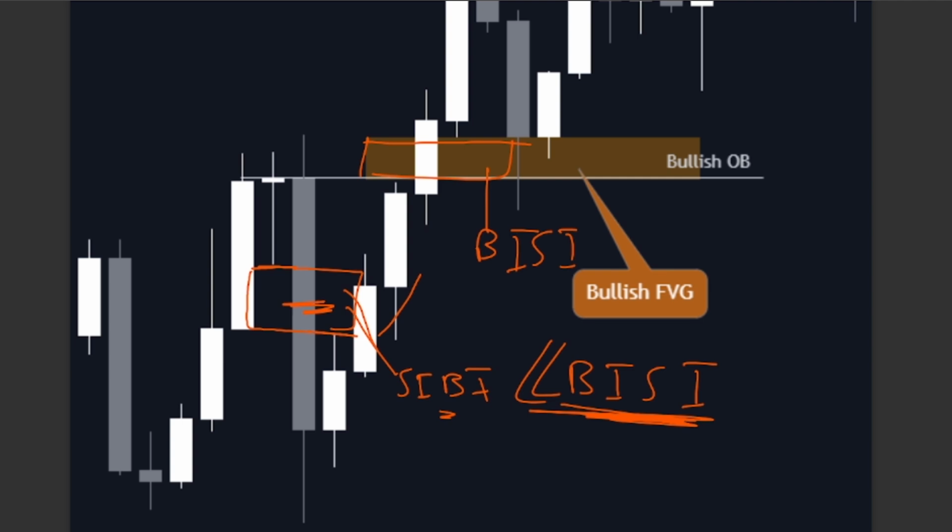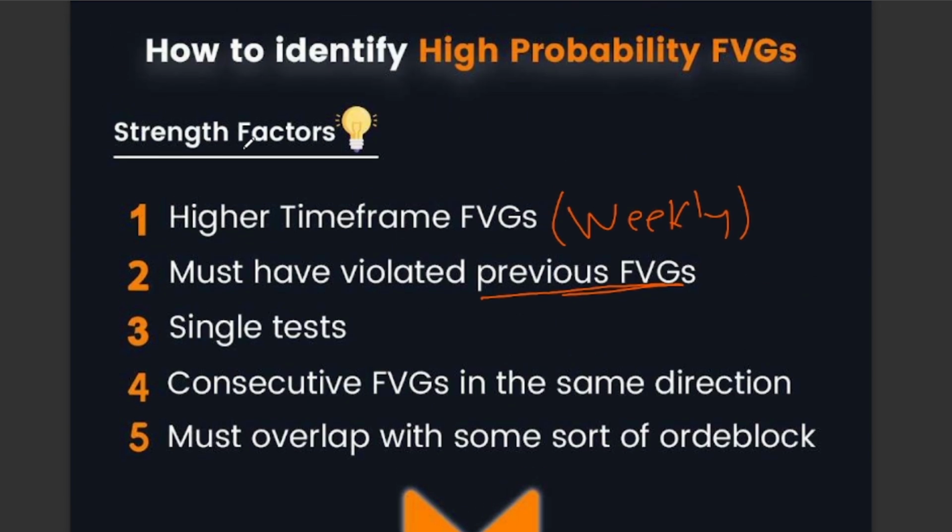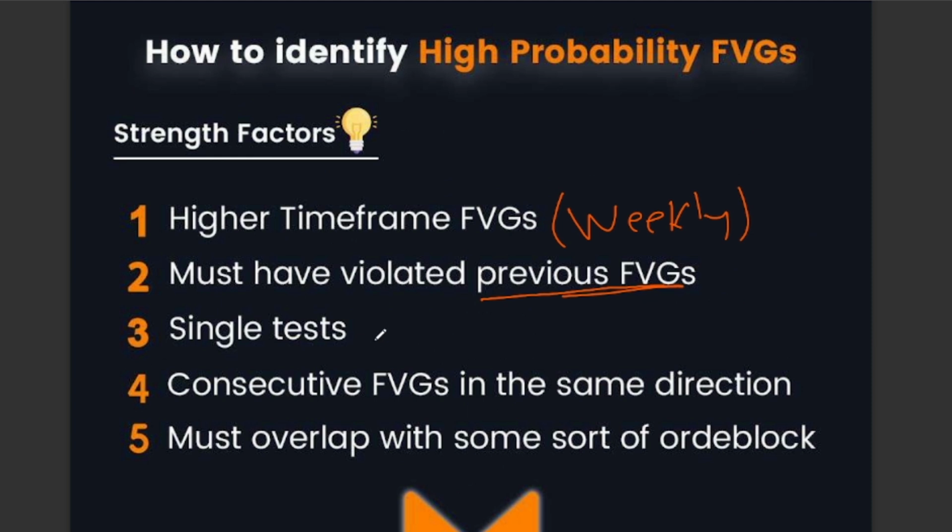So I will give more importance to this fair value gap because it has violated a previous fair value gap. I hope this explanation of the second point is clear, as to what I mean by violation of a fair value gap. Third, the fair value gap must have a single test. This is pretty evident. Also, the fourth point is that there must be consecutive fair value gaps in the same direction. So let's look at an example as to what I mean.